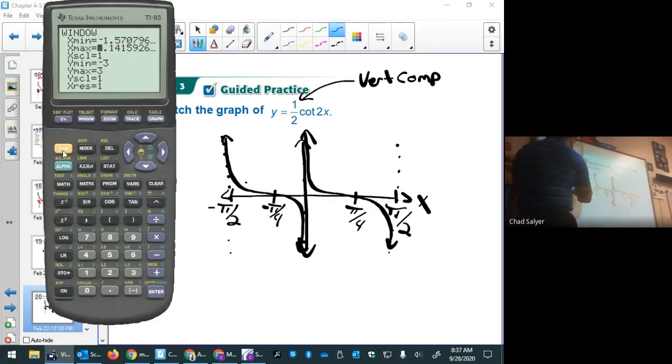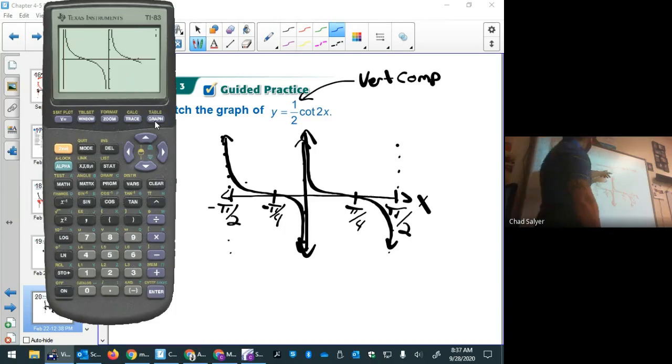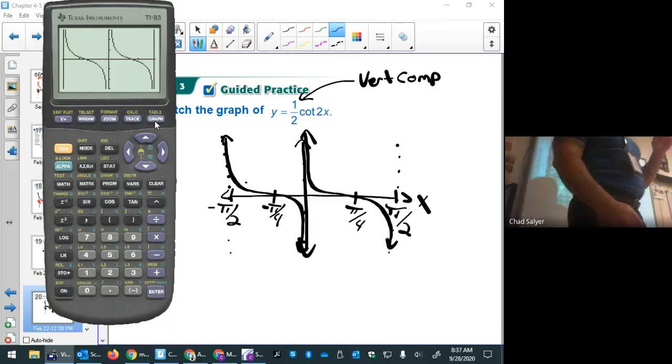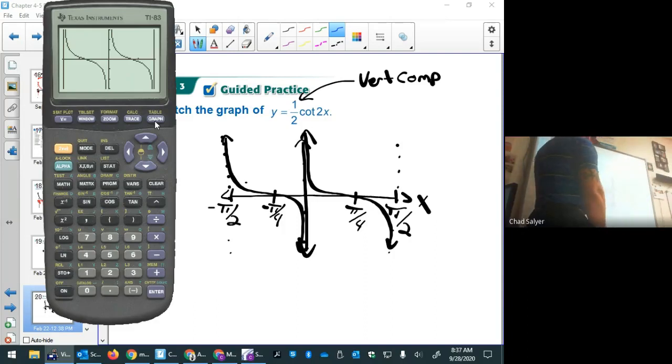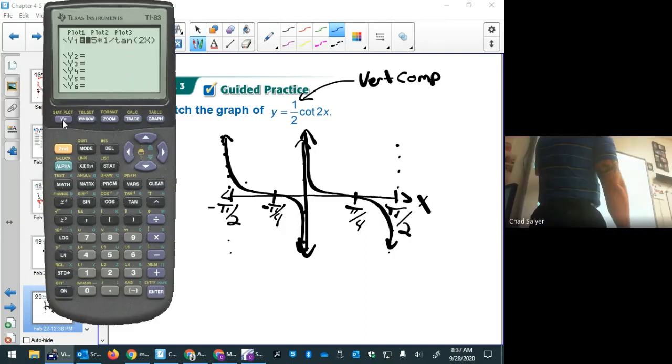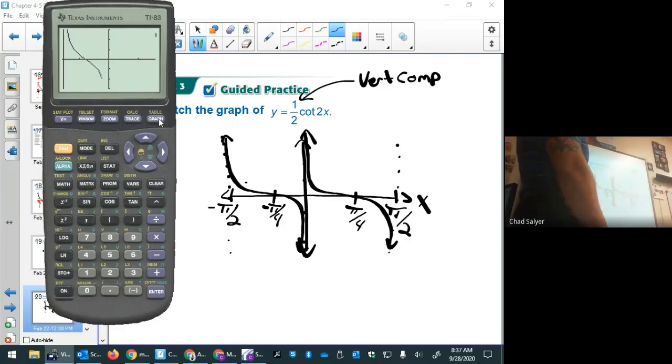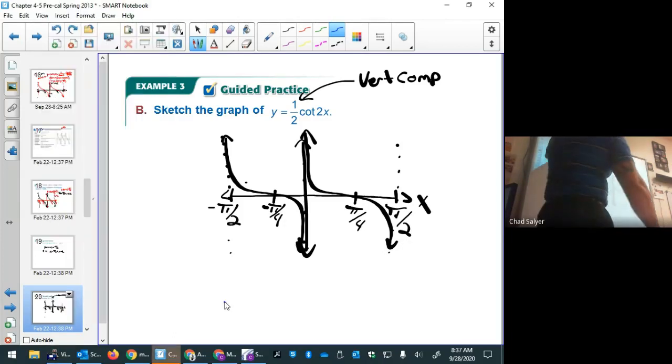And then pi over 2. Yeah, so this vertical compression is a pretty subtle change in the graph, but it is there. If I take that away, I'll let you know the difference. You know, it's a little further away from the x-axis without the vertical stretch or vertical compression.